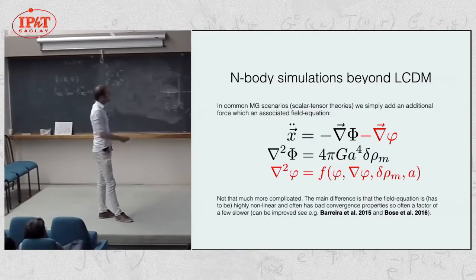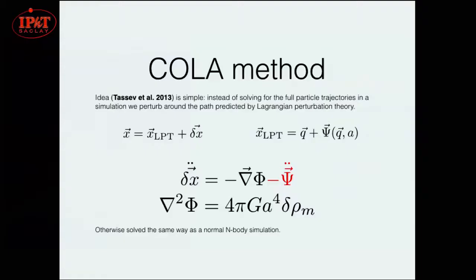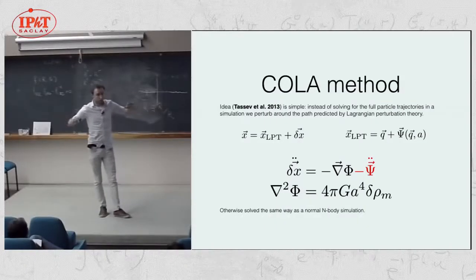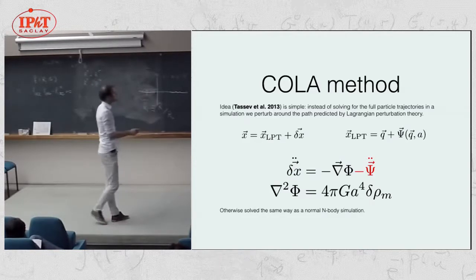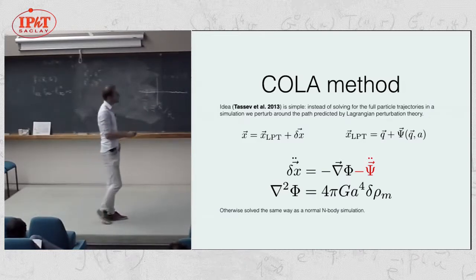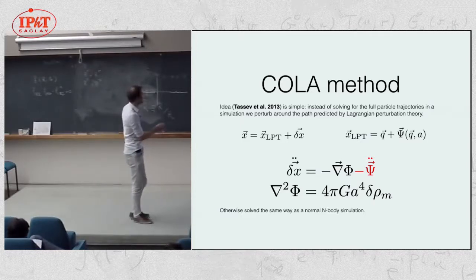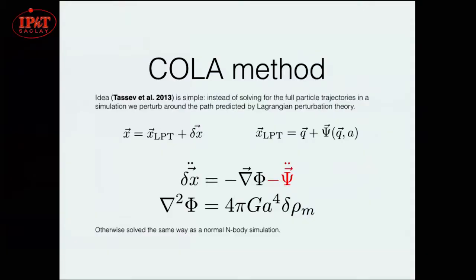OK, so this is the basis for the n-body, and that brings me to this COLA method. The idea behind the COLA method is quite simple. If you're only interested in the large-scale evolution of the dark matter density field, then instead of solving for the full particle trajectories in your simulation, you simply perturb around the path predicted by Lagrangian perturbation theory. So your x, which we have here, is expanded as the Lagrangian path, if you will, and some residual.